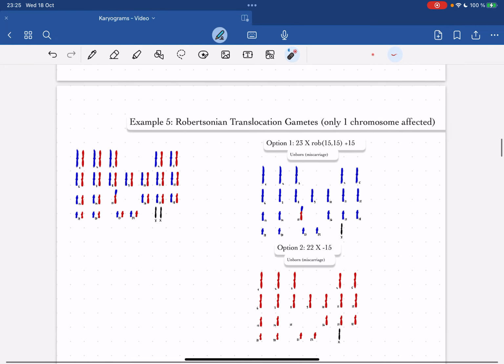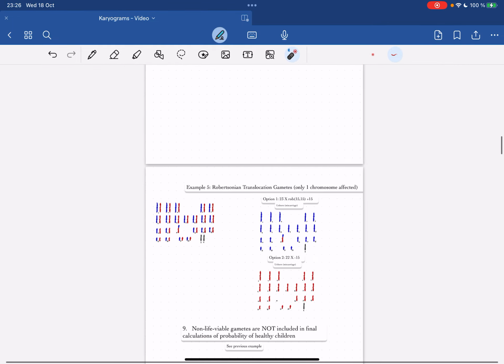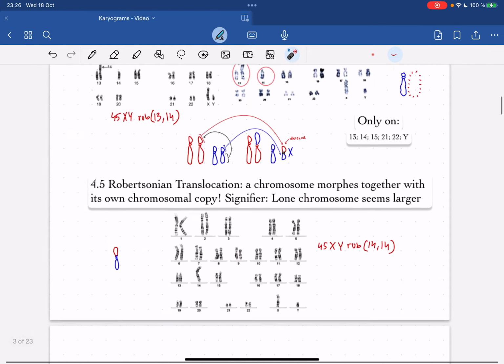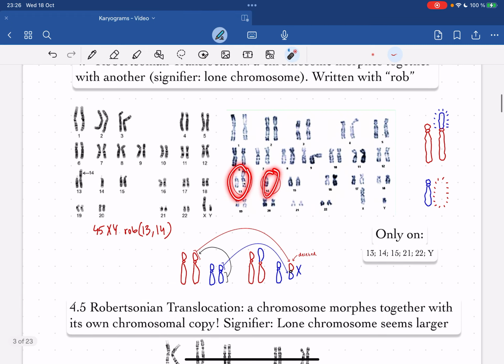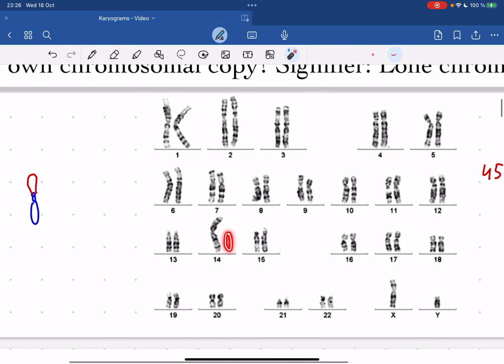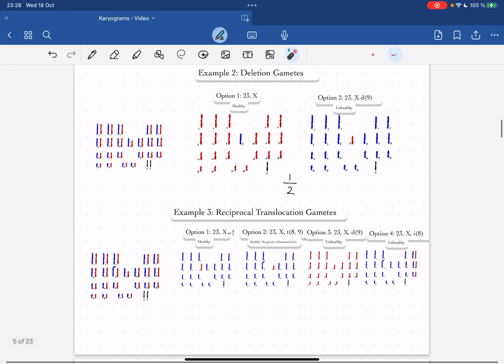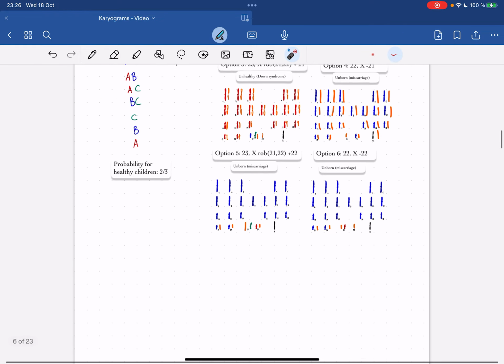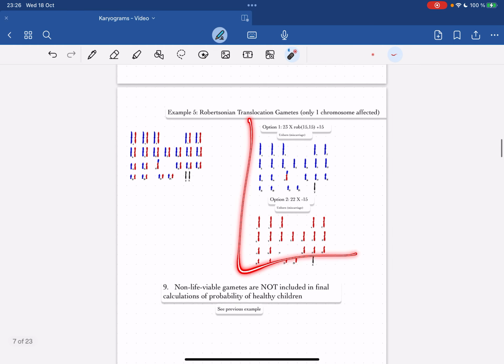Okay, this one is a little bit more complicated, but it is important to mention. So remember when I said that Robertsonian can only affect 1 chromosome pair. It doesn't have to affect 2 chromosome pairs. And how does this work? Well, one of the chromosomes migrates into its pair chromosome, which would be like this. And in this case, it would be actually a little bit more complicated for the gametes. It wouldn't be as many as the 6 options right here. It would actually only be 2 options.